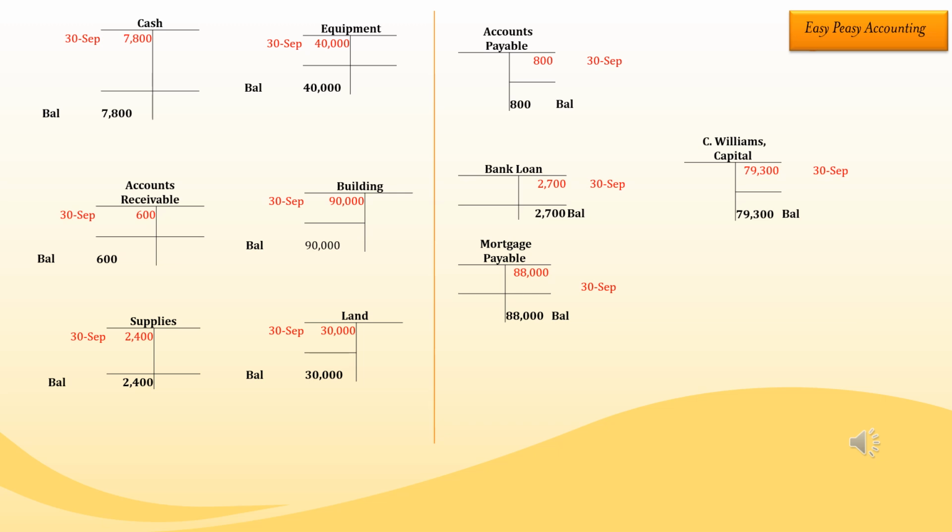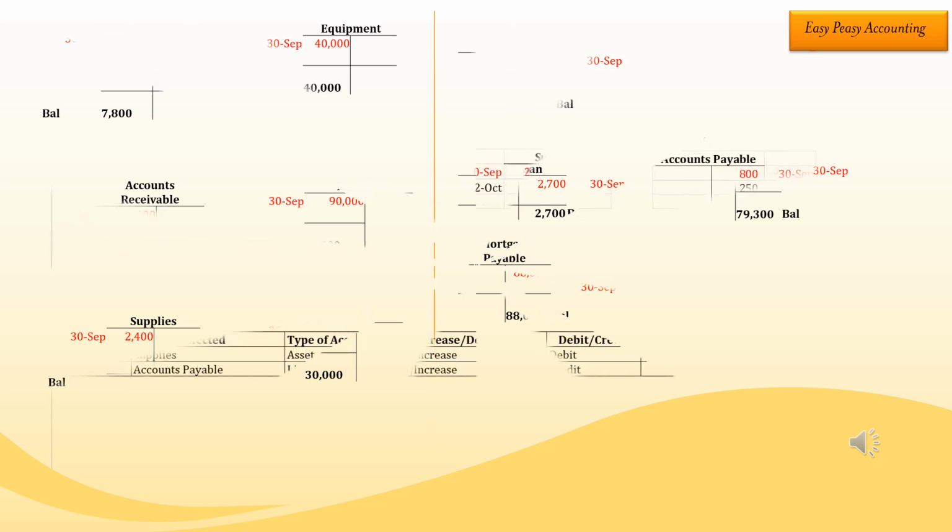Next, we need to record the transactions that happened in October. Each transaction impacts the account balances, so we must calculate these changes before preparing the trial balance.